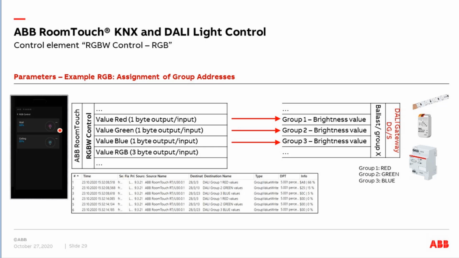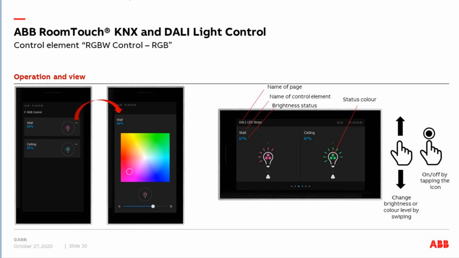When I switch off via the RoomTouch, the RoomTouch sends again the same 3 group addresses, but here you can see always the value 0, and the light goes off in our DALI gateway. This is how it works between the RoomTouch and our DALI gateway.